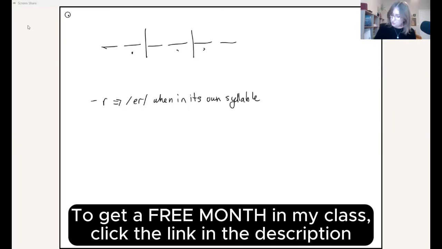We have to know the tab 2 rule. So if you have a long vowel sound, there has to be another vowel in the next 1 or 2 spots. If you have a short vowel sound, there can't be another vowel in the next 1 or 2 spots.